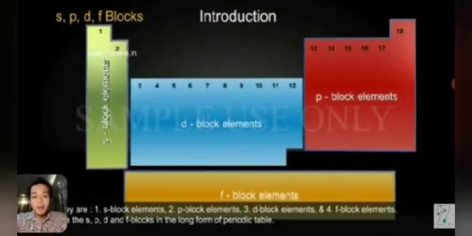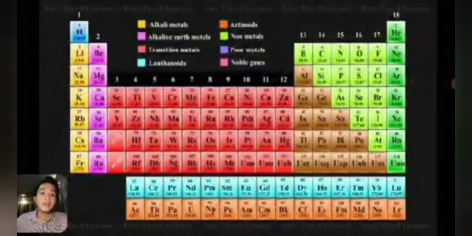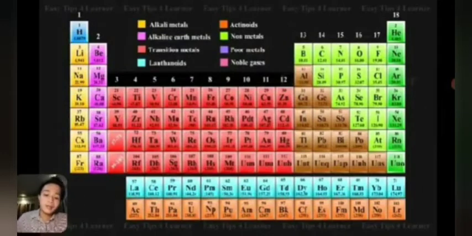So, as you can see here, P block elements are usually found on the right side, and as for the D block elements, they are found between the S block elements and the P block elements, or in short, they are usually elements found in the middle of the periodic table. So let's begin with the P block elements.